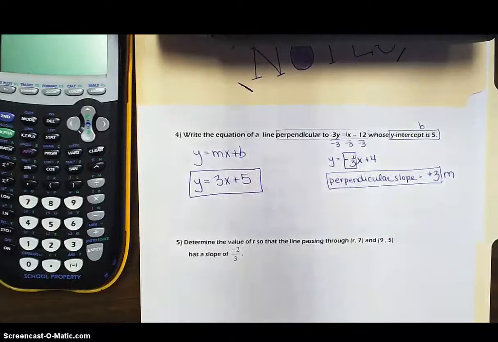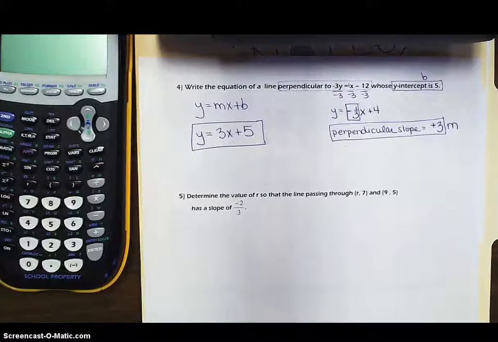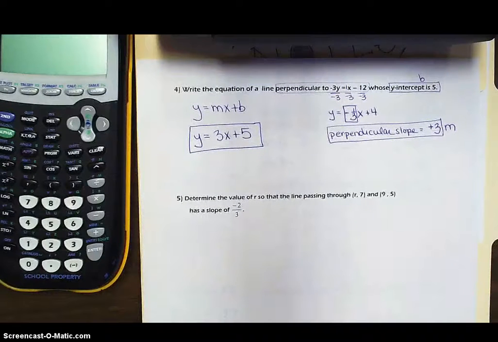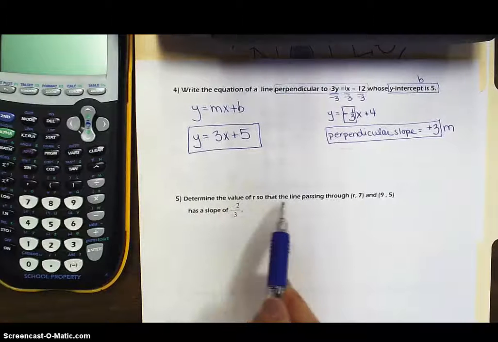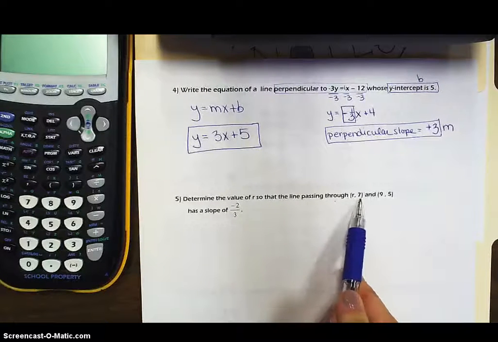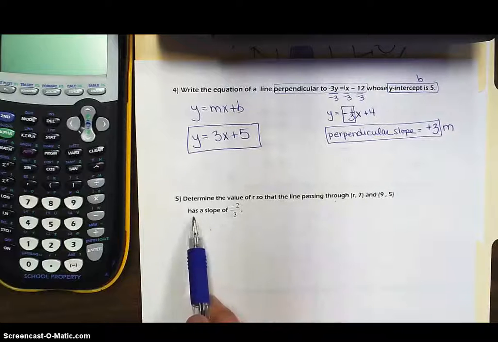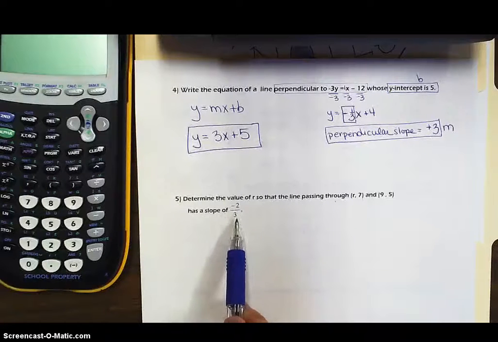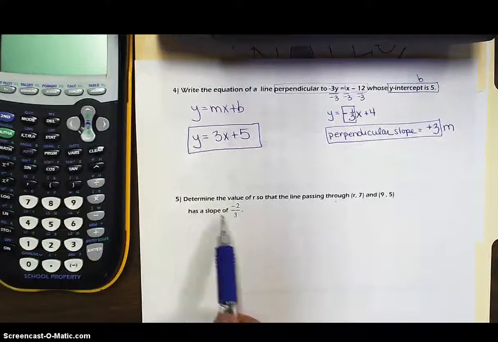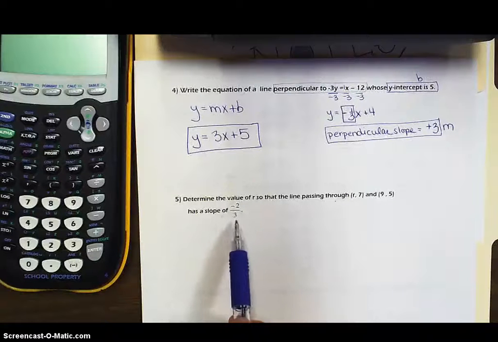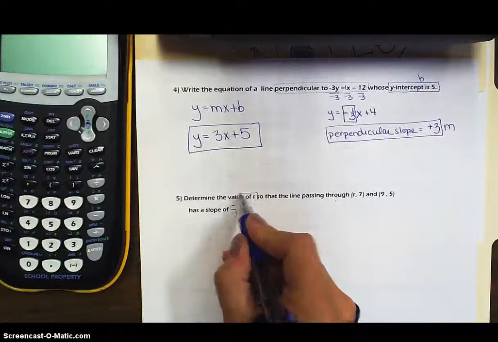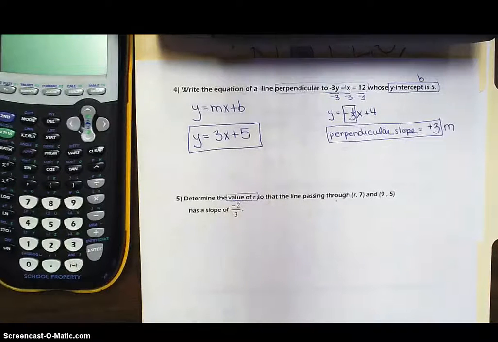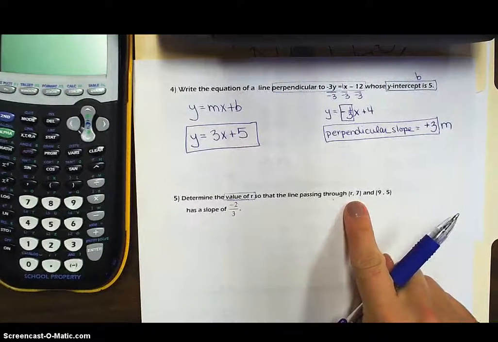Okay, this last question's a little bit different, but I wanted to challenge your thought process a little bit using the slope formula. So number 5, determine the value of r so that the line passing through (r, 7) and (9, 5) has a slope of negative 2/3. So when reading this question, does it ask us to write the equation of a line? Nope. So what is this question asking us? It's asking us to find the value of r. Okay, so we need to find r, and r is part of this point.